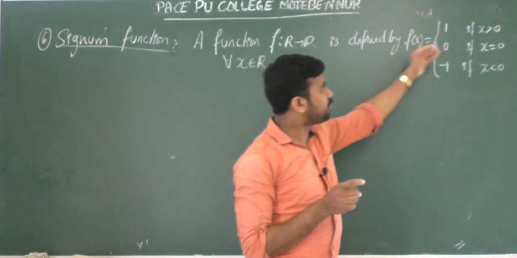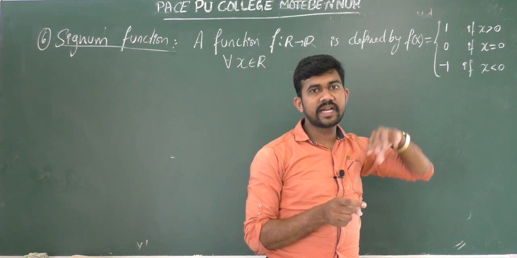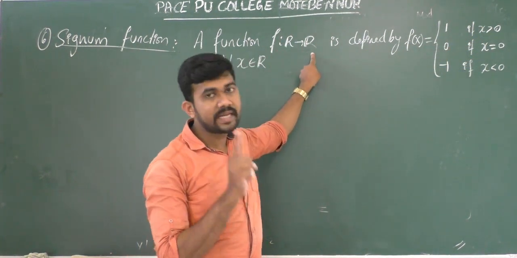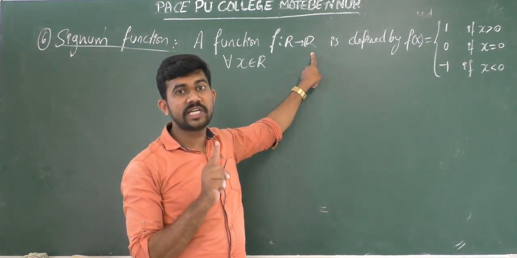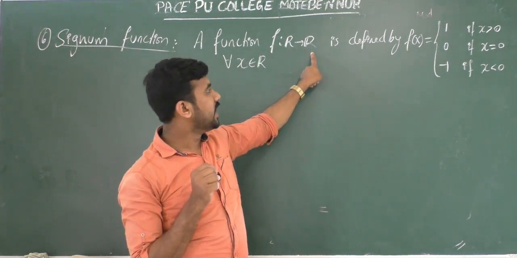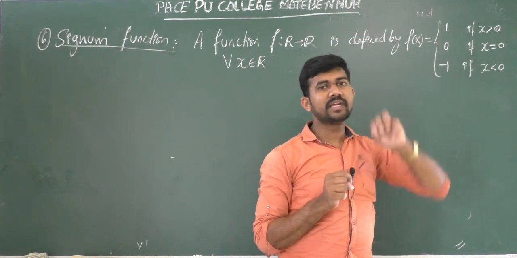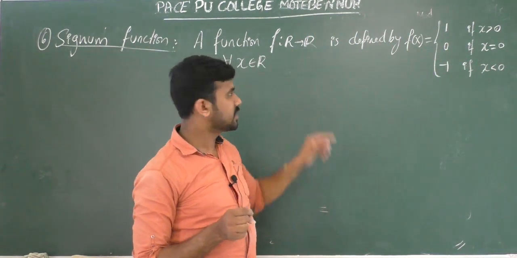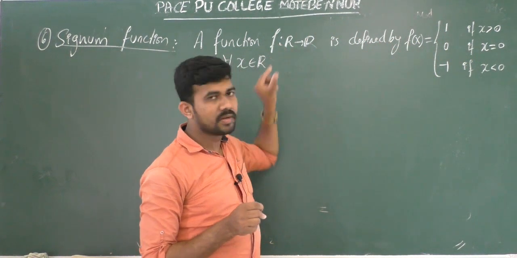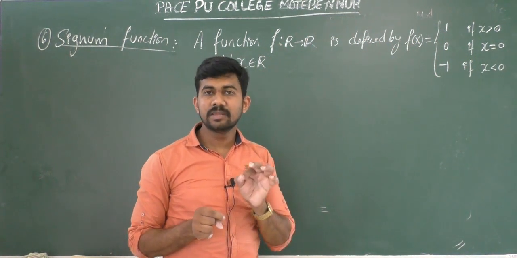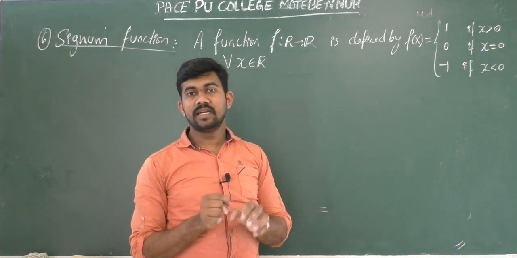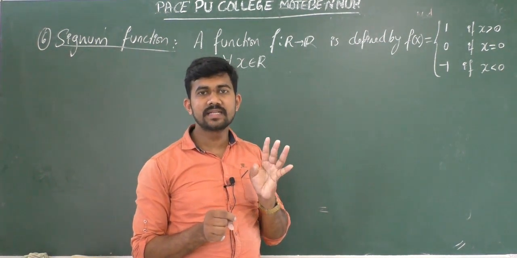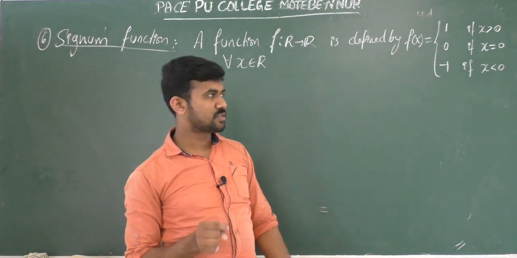If you take any positive real number which is greater than 0 in the domain, its image is 1 itself, that is a fixed constant. Again, if you take any negative real number, its image is minus 1. If you consider any negative real number from the domain, its image is minus 1. It is also fixed. So only 3 image elements we will get, that is 0, 1, minus 1.